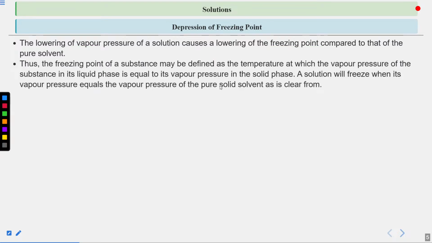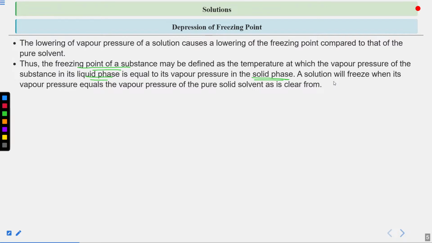If I try to again define the freezing point of a substance, it is defined as the temperature where the vapor pressure of the liquid phase is equal to the vapor pressure of the solid phase. What was the definition of the boiling point? It is that temperature at which the vapor pressure of the liquid phase is equal to the atmospheric pressure. But here, the vapor pressure of the liquid phase is equal to the vapor pressure of the solid phase.